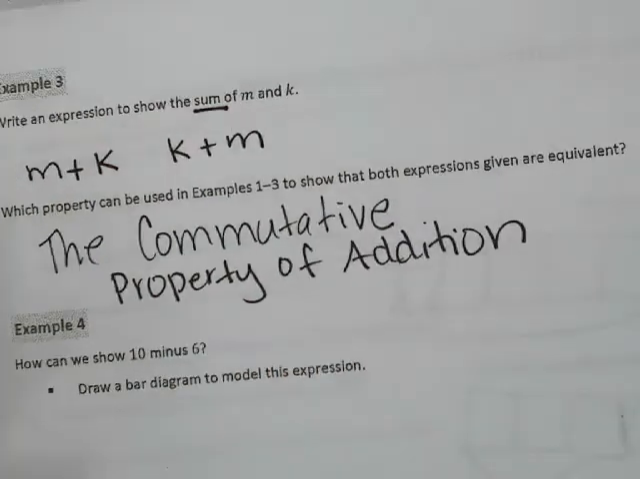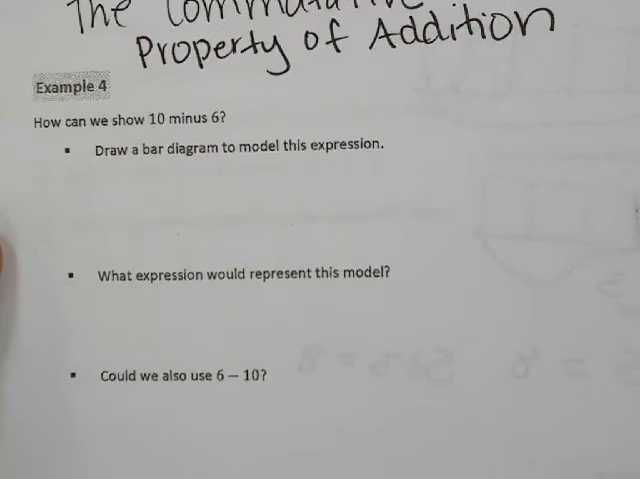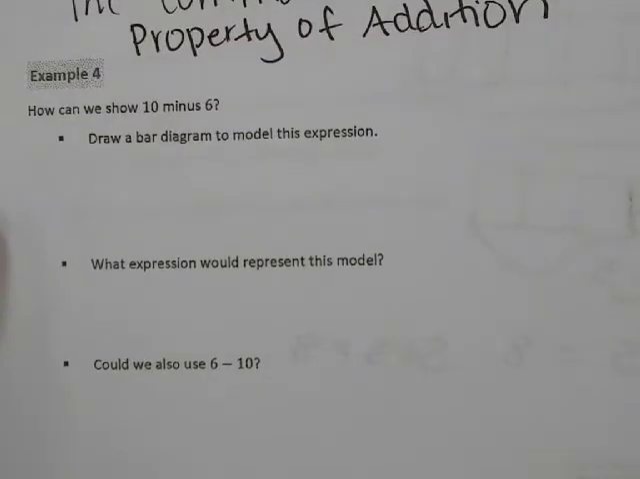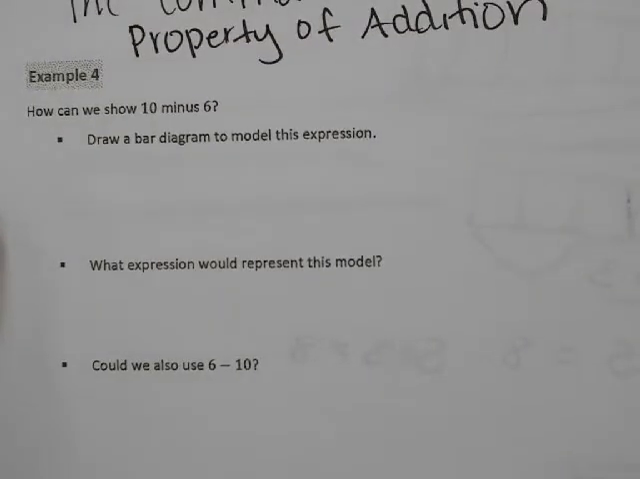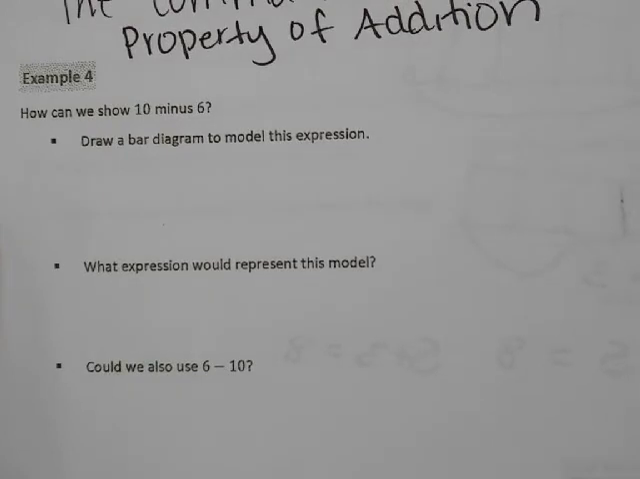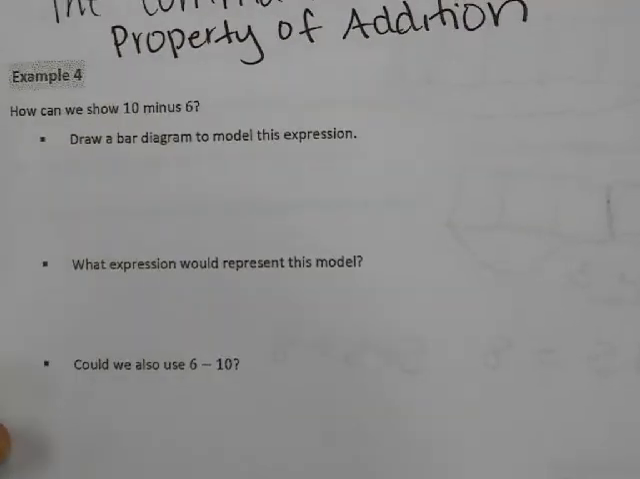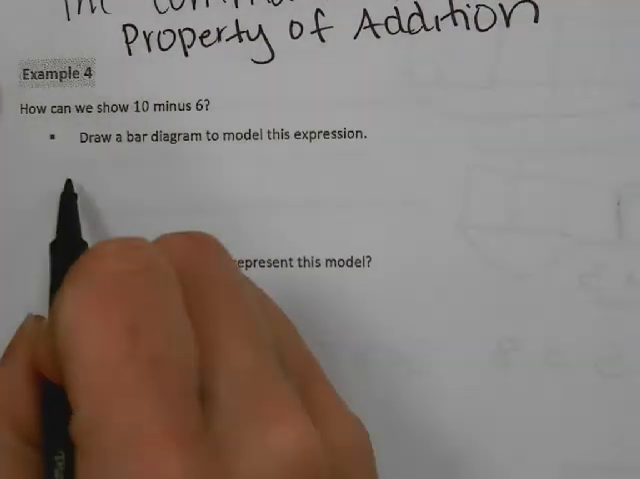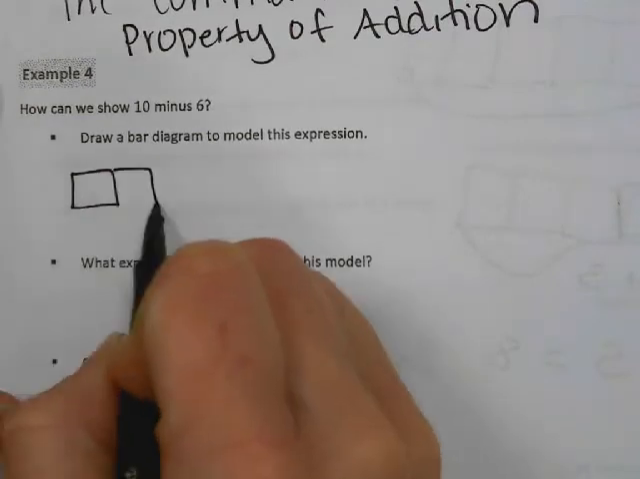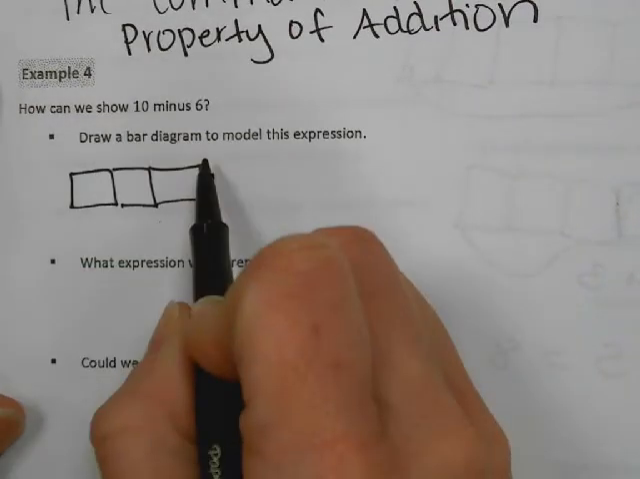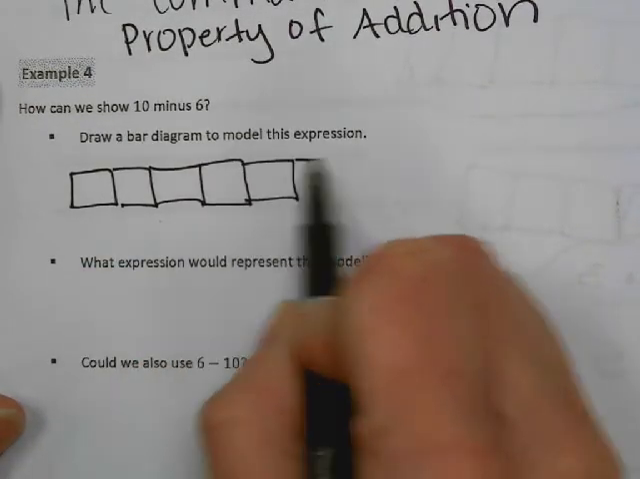Let's look at example 4 for some subtraction examples. It says, how can we show 10 minus 6? So draw a bar diagram to model this expression. So again, we're looking at a tape diagram. Well, first I'm going to start out with 10 squares in my tape diagram, because I know that I'm doing 10 minus 6. So I need to have 10 in my tape diagram.